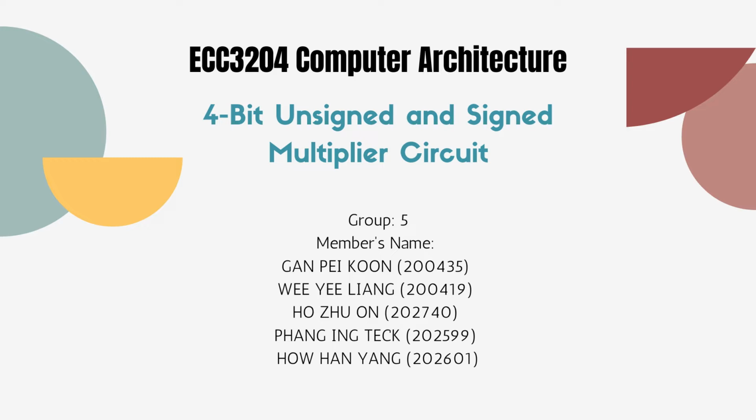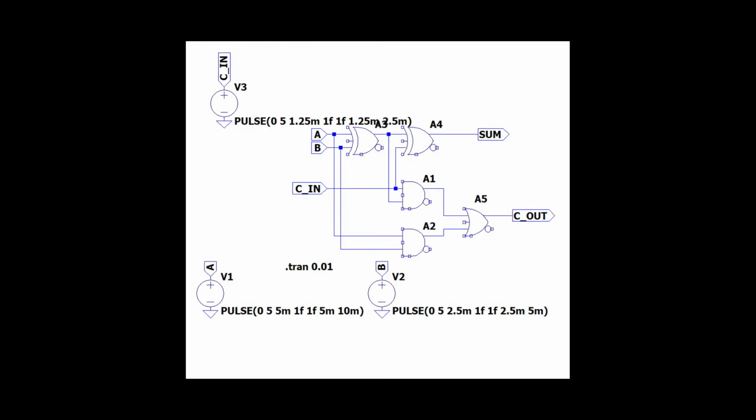Today we want to discuss our assignment. The topic is 4-bit unsigned and signed multiplier circuit. And these are the 5 members of our group. So let us carry on with our simulation explanation.